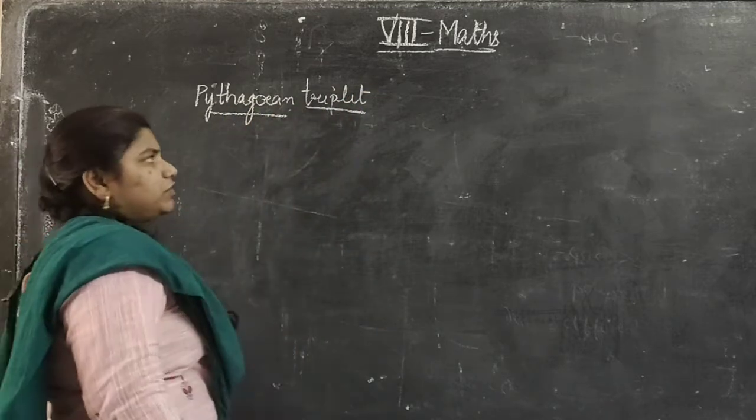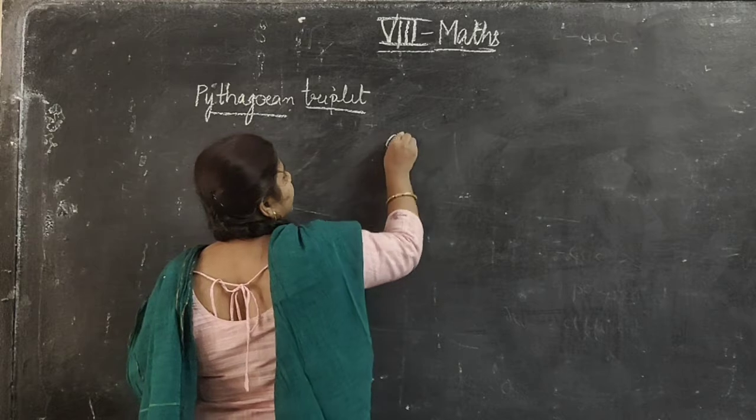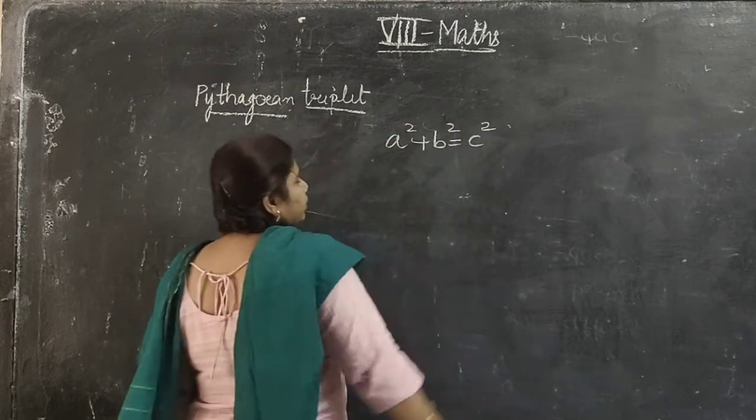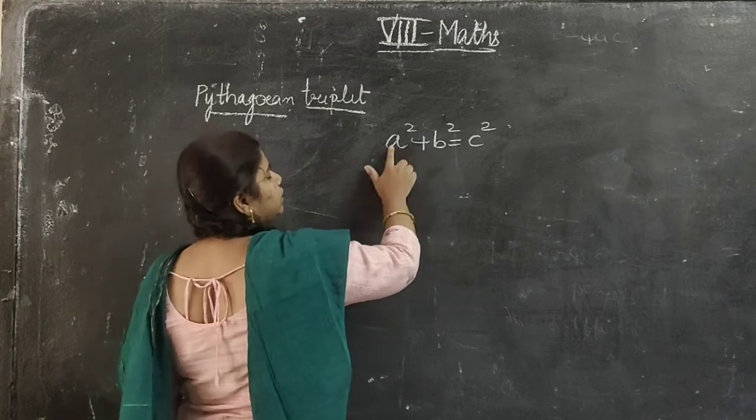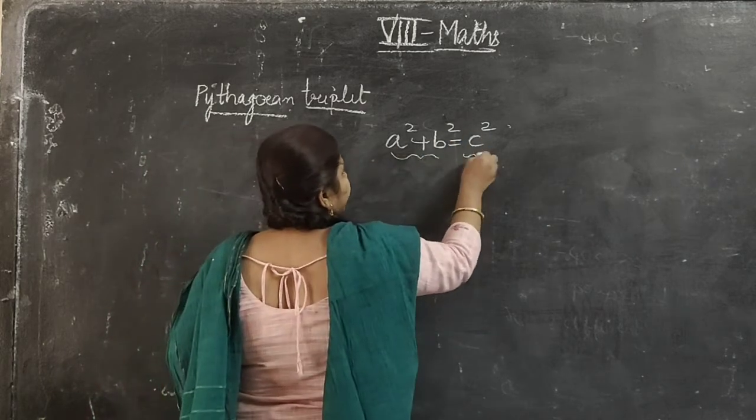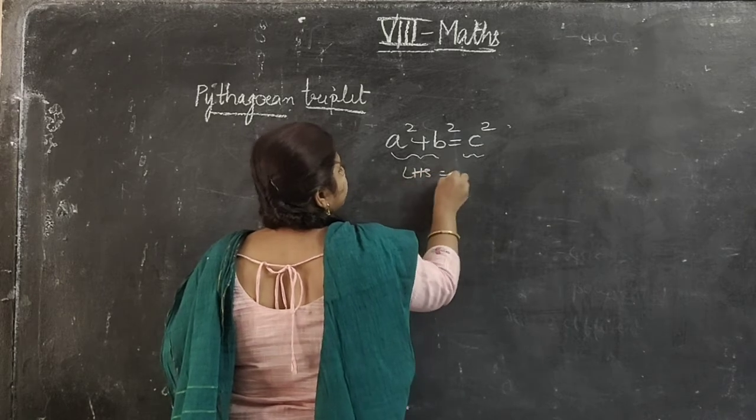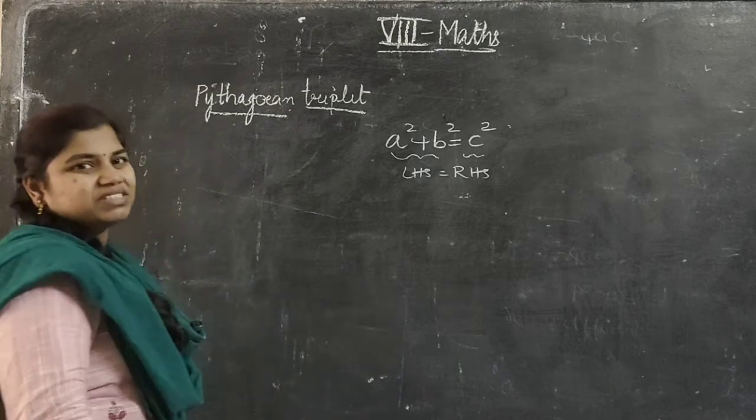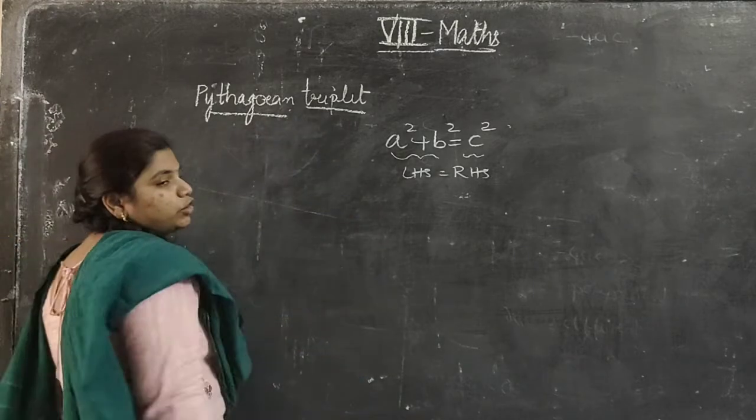So what is the condition for a Pythagorean triplet? That is a square plus b square should be equal to c square. So the sum of the squares of these terms should be equal to c square. Whenever this condition is satisfied, that is, the LHS is equal to the RHS, then the numbers we have taken satisfy the Pythagorean triplet.